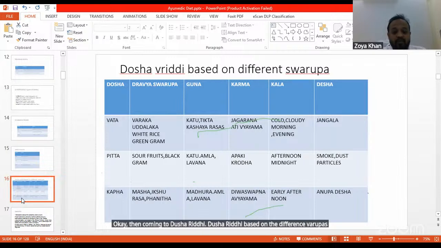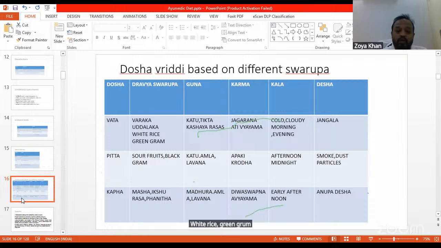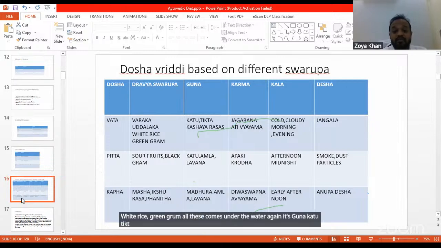Now we are talking a little bit about the Dravya Swarupas. Coming to the doshas, for Vata, the Dravya Swarupas are Varaka, Uddalaka, white rice, green gram, all these cereals and pulses. Again, its gunas are Katu, Tikta, Kashaya, and karmas are Jagrana.